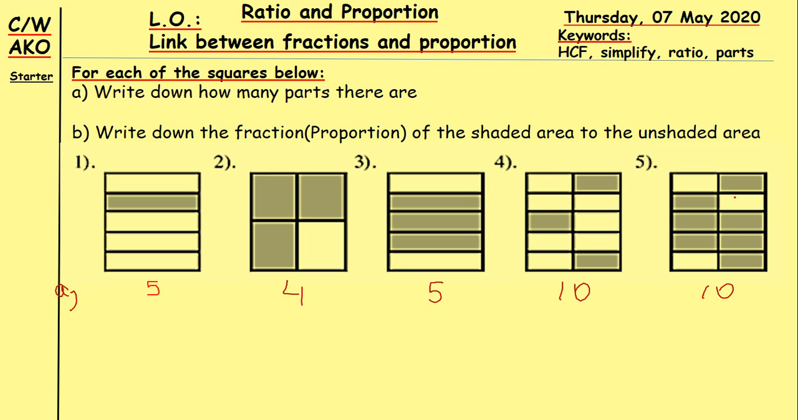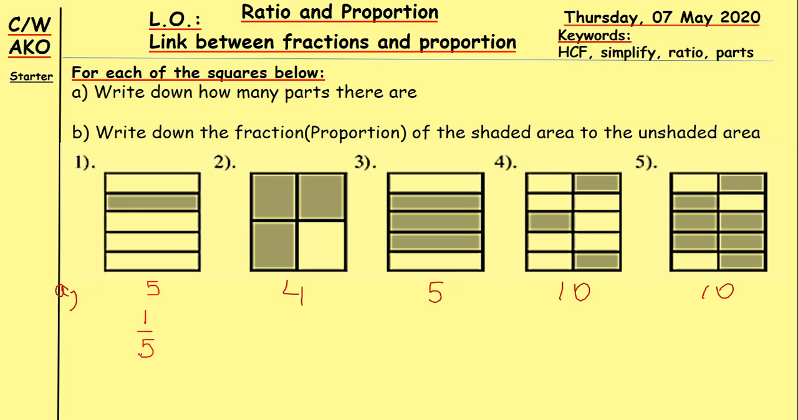So the first question asks, write down the proportion of the shaded area to the unshaded. So let's have a look. How many shaded do we have here? One gray. So we have one gray out of how many areas we have all together? 5. So my proportion or fraction of the shaded area to the unshaded area is 1 out of 5, which is 1 over 5. Pause the video and try to do the next 4.